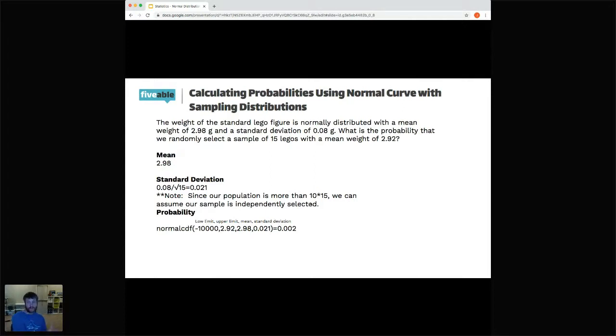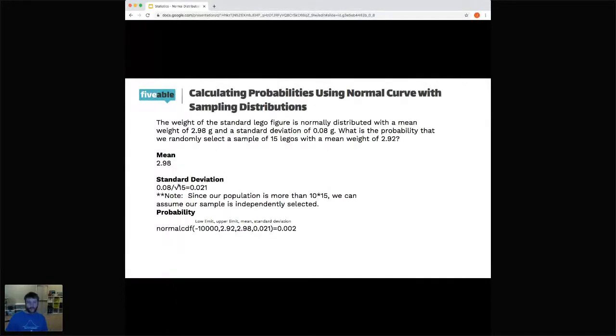Okay, my answer is drastically different, but only one of my parameters caused that to change based off of randomly selecting one Lego and randomly selecting a sample of 15 Legos. What was my difference there? Okay, standard deviation. I think that's Hannah that said that. Standard deviation changed clearly. Okay, it was 0.08 right here. Now it's 0.021, so much smaller, 1/4 of what it was essentially.